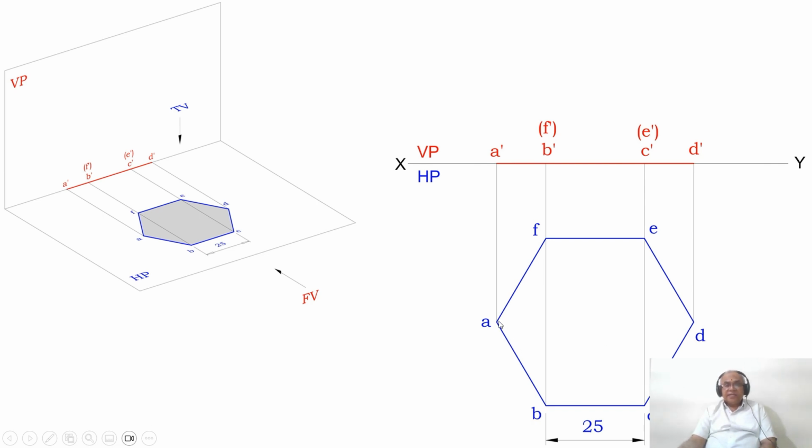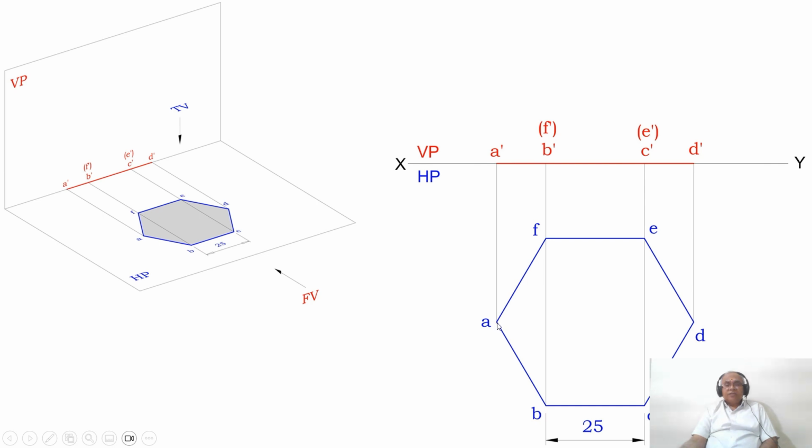Then with A as center, taking the radius of 25, cut an arc here and also on this side. Similarly with D as center, take the same radius of 25, cut an arc on the circumference of the circle, which is E and C here. And then you mark A, B, C, D, E, F. Then join A to B, B to C, C to D, D to E, E to F and F to A with a dotted line. So this is how you will be able to draw the hexagon, that is a polygon inscribed in a circle.